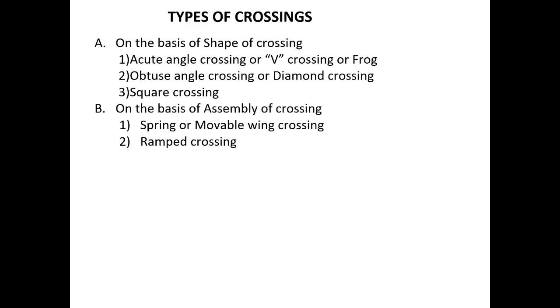The second category is on the basis of the assembly of crossing. First is the spring or movable wing crossing, and second is the ramped crossing. So in the next slides we will see one by one in detail.